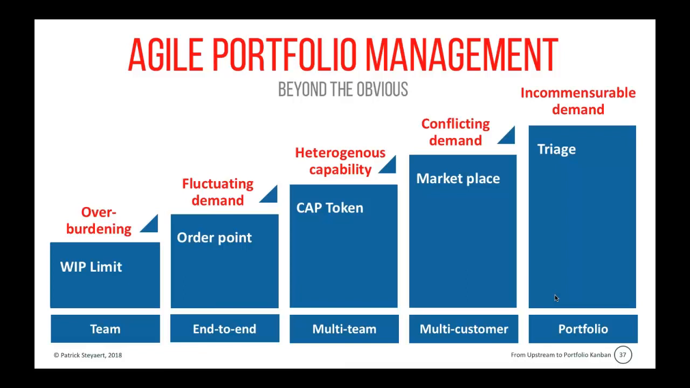Order points are a way of dealing with that. Heterogeneous capability, we can deal with that through capacity tokens. Conflicting demands, so organizing a marketplace, and then demand that cannot be just judged by the same standards, so triage is a technique that we can use in order to deal with that challenge. Portfolio management is actually the combination of all those techniques. Not necessarily always all of them.